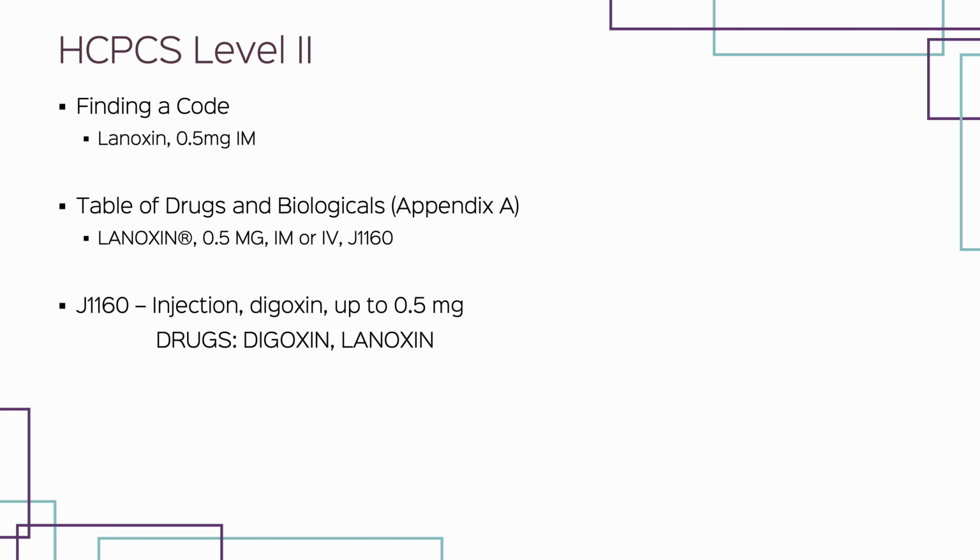Now we need to flip to the tabular list and locate J1160. When you find it, you'll see the full description reads injection digoxin up to 0.5 milligrams. Right below the code, you'll also see a helpful note confirming that this code is used for both Lanoxin and digoxin. This process, using the table to locate the drug and then confirming it in the tabular, helps ensure that you are selecting the correct code and dosage for accurate reporting.